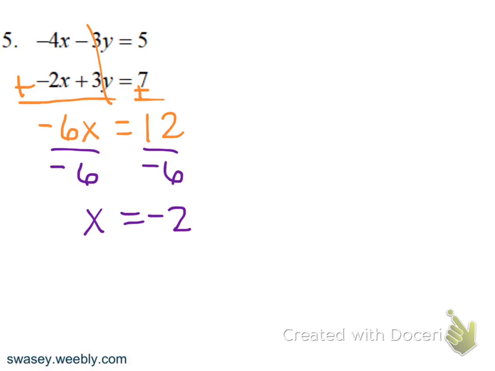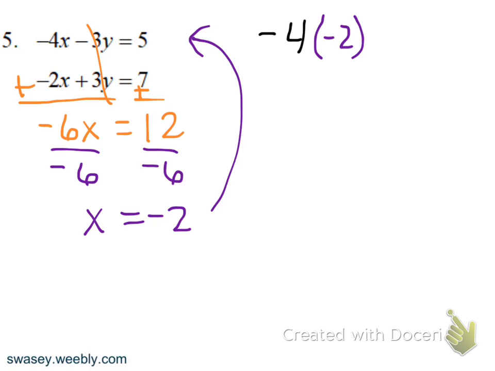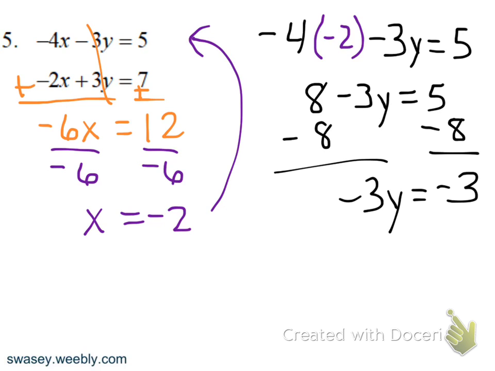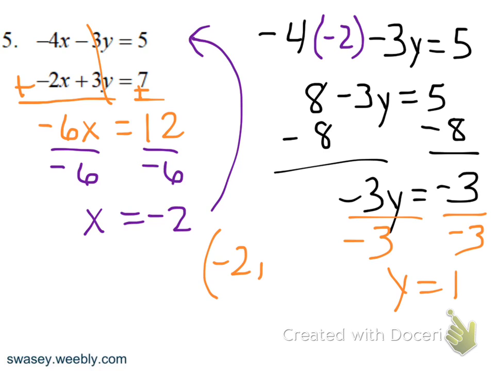Now to find y, we'll plug this back in. It doesn't matter which equation. We have negative 4, and then in place of x, we're putting negative 2. Multiply, we get positive 8. 2 steps from here, subtract 8. You get negative 3. And then divide both sides by negative 3. And y equals 1. Put it together as an ordered pair, x then y.